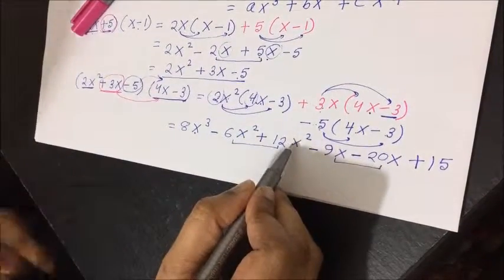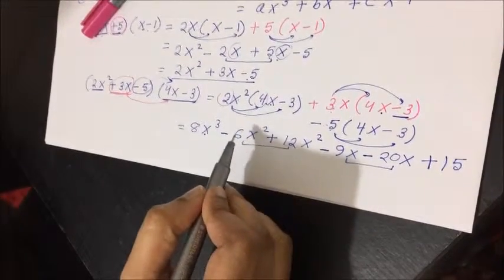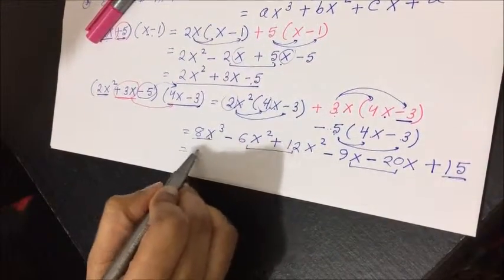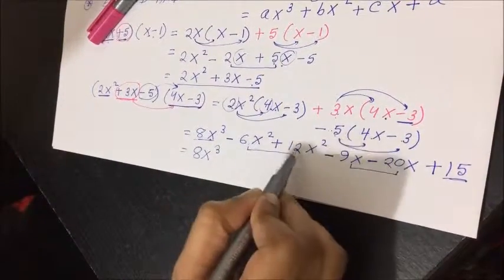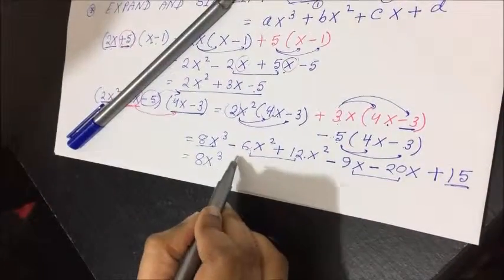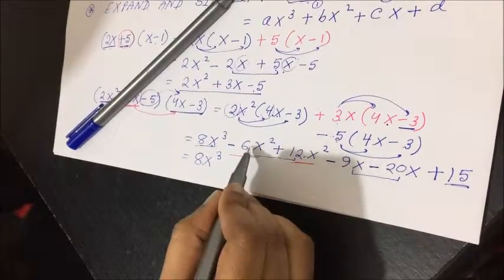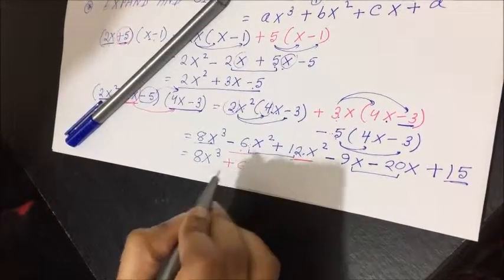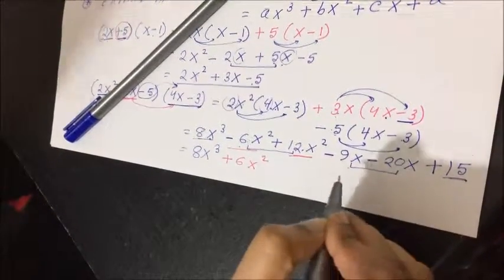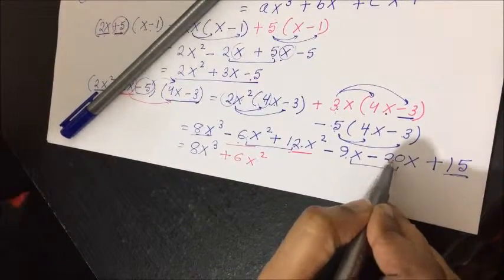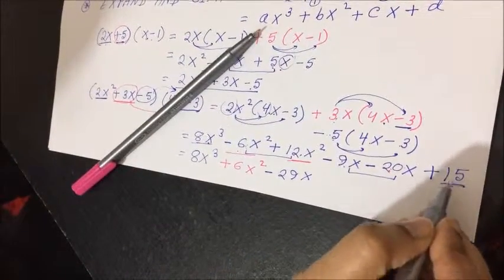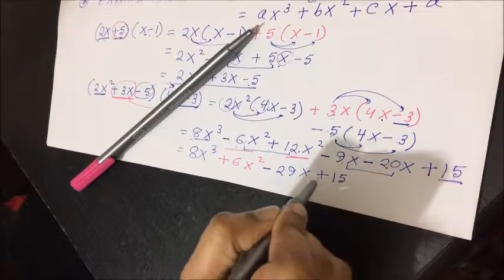Now I have to collect like terms. That means I have to simplify x squared and x, because there is more than one x squared and more than one x, but there is no other x cubed and no other number. So I can write the x cubed as usual, 8x cubed. I can simplify the x squared terms. That means I have minus 6x squared and plus 12x squared. Ignore the x squared: minus 6 plus 12, if I add them together, gives plus 6, and x squared stays with that. Now I can see that minus 9x and minus 20x are the same sign, so I need to add the numbers: minus 29x. And plus 15 stays the same because there is no other number.